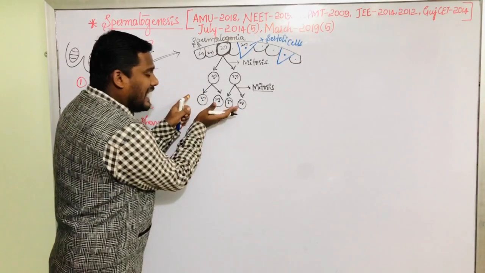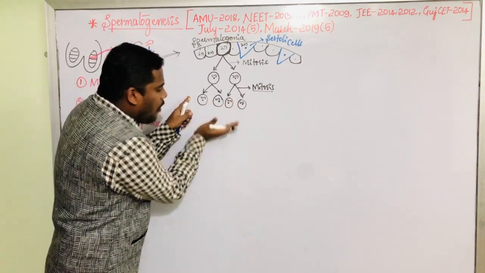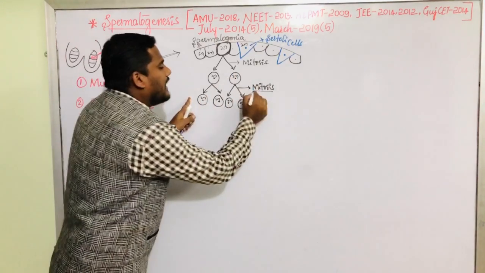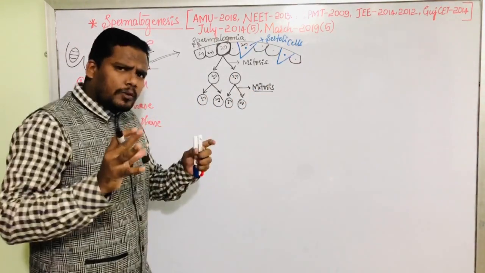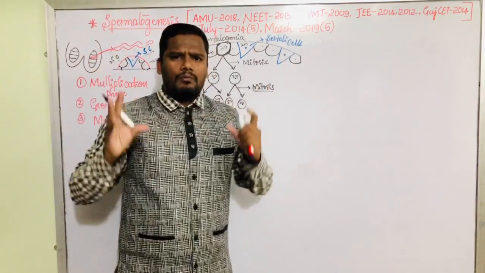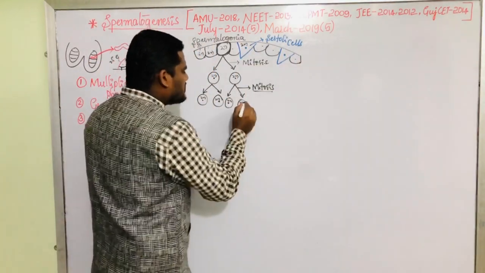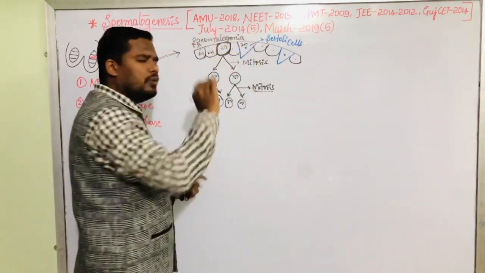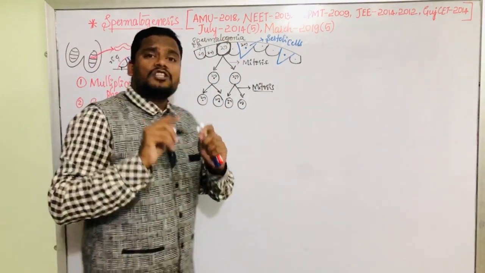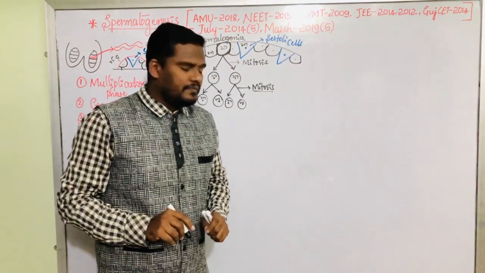But the cell number keeps on increasing by mitosis. As a result, many cells are formed. All these cells are still called spermatogonia cells, my dear friends.